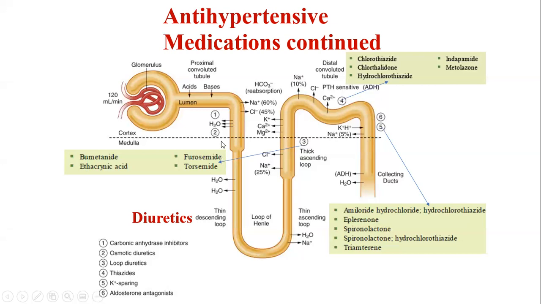And loop diuretics work in these areas, the loop of Henle. Loop diuretics like furosemide and bumetanide work here. And the thiazide diuretics work in the distal convoluted tubules. Examples are chlorothiazide or hydrochlorothiazide. And other medications like potassium sparing, spironolactone, or aldosterone antagonists, work in the collecting tubules. Spironolactone is potassium sparing, or triamterene. It is called a water pill.